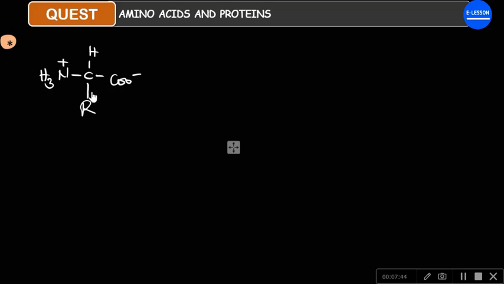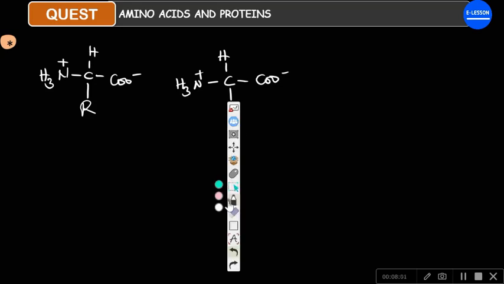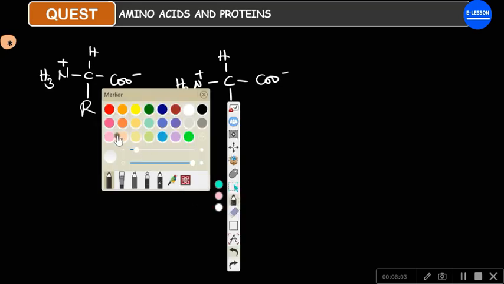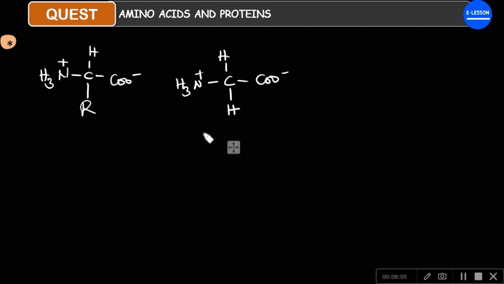So let us look at the simplest, or let's say a few amino acids that we are going to look at. For instance, let's say you have something like this: COO minus, and then you have hydrogen, and then you have H3N positive, and then you have hydrogen. Now, this is an amino acid, and this amino acid is called glycine. Glycine is the simplest amino acid. Glycine is the what? The simplest amino acid. Are you getting it now?